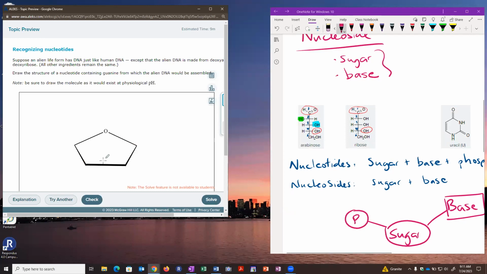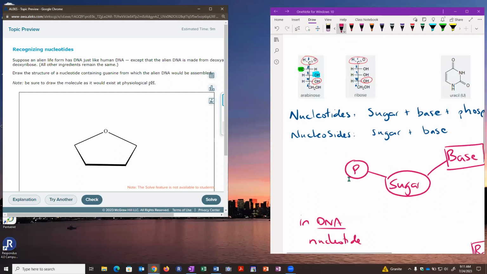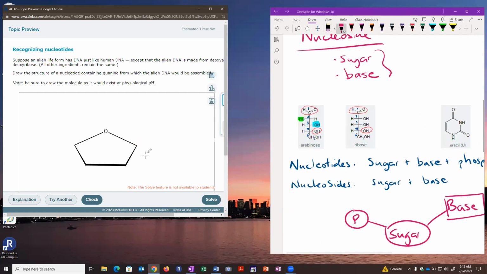And that's how ribose would look in the ring form. That's how arabinose would look in the ring form as well, because they are identical to each other. So then we can go ahead and draw the H's and the hydroxyl groups in.